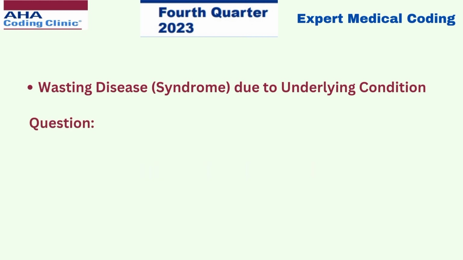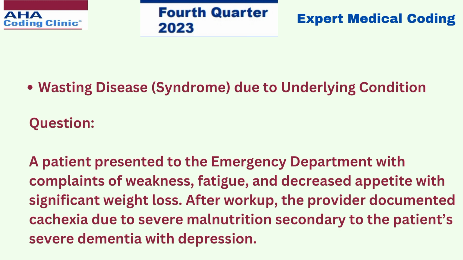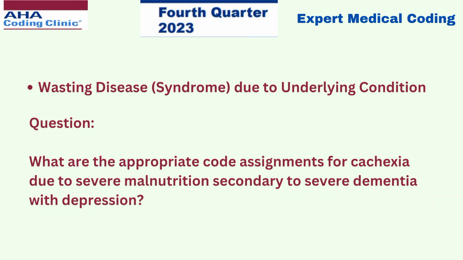Now the question here is, a patient presented to the emergency department with complaints of weakness, fatigue and decreased appetite with significant weight loss. After further workup, the provider documented cachexia due to severe malnutrition, secondary to the patient's severe dementia with depression. So the question is, what are the appropriate code assignments for cachexia due to severe malnutrition, secondary to severe dementia with depression?